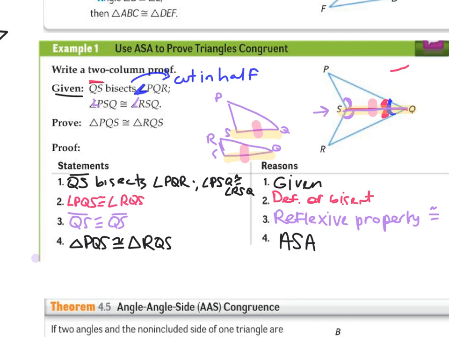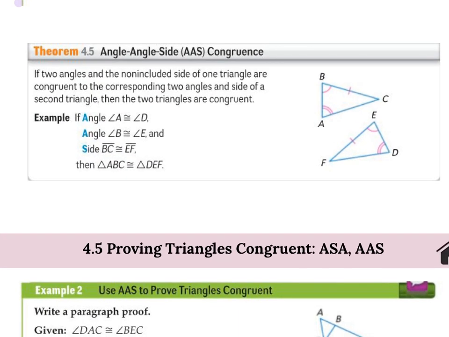Okay, moving forward. So our next theorem we want to talk about is angle, angle, side. With angle, angle, side, we are going to be looking at two angles and the non-included side. Okay, that's the important word here, non-included. All right? So when you have two angles and a non-included side, two triangles are congruent.